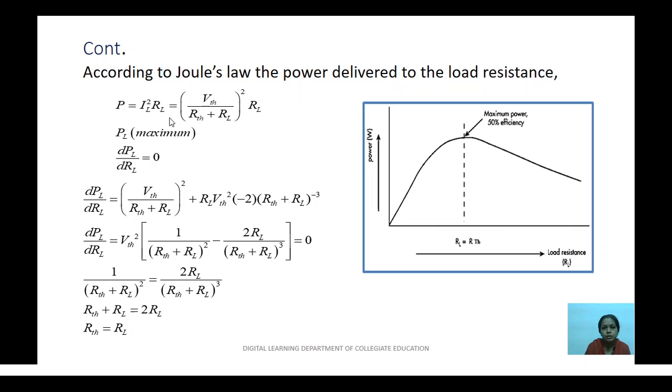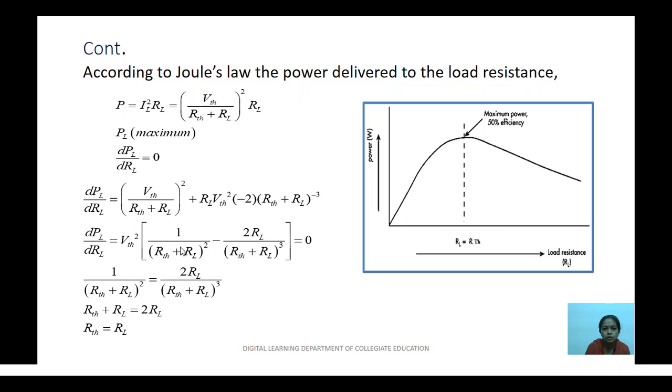So if you differentiate this equation for power with respect to RL, RL is a variable here, VTH is constant, RTH is constant, RL is variable. If you differentiate this by applying the product rule, in the first term we have RL, in the second term also we have RL. So if you differentiate the equation using the product rule and equate the differential to 0, then we get the condition that RTH is equal to RL.